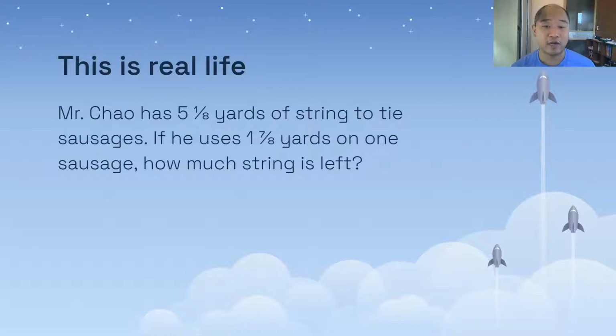Real life. Mr. Chow has 5 1/8 yards of string to tie sausages. I love tying sausages. If he uses 1 7/8 yards on one sausage, how much string does he have left? So I had a total of 5 1/8. Then I used up 1 7/8. Right? So with subtraction, you could just subtract across as well. But it gets slightly messy sometimes. I don't really care how you do it.